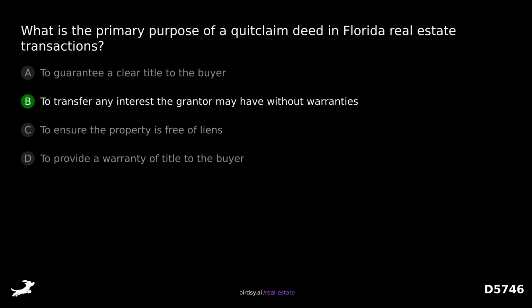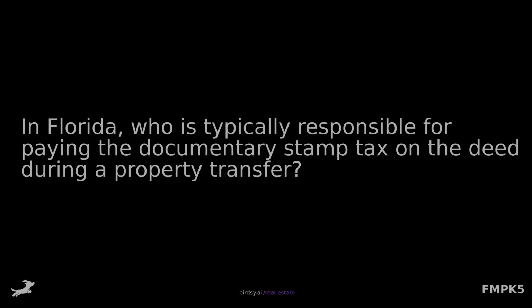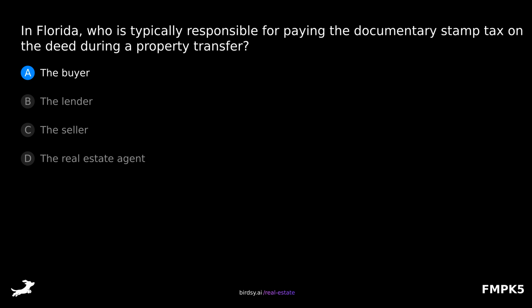The answer is B, to transfer any interest the grantor may have without warranties. A quitclaim deed is primarily used to transfer any interest the grantor may have in a property without guaranteeing the title's validity. In Florida, who is typically responsible for paying the documentary stamp tax on the deed during a property transfer? Is it A, the buyer, B, the lender, C, the seller, or D, the real estate agent?